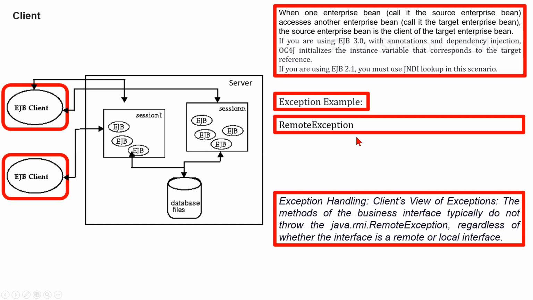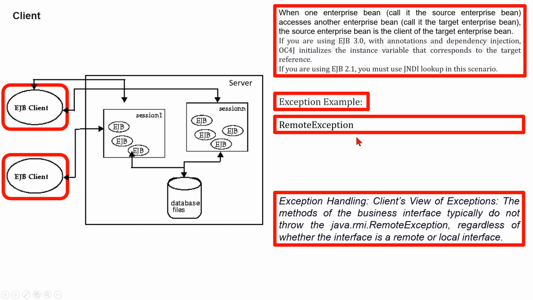The methods of the business interface typically do not throw the java.rmi.RemoteException, regardless of whether the interface is a remote or local interface. The remote home interface and the remote component interface are Java RMI interfaces, and therefore the throws clauses of all their methods, including those inherited from super interfaces, include the mandatory java.rmi.RemoteException. The throws clause may include an arbitrary number of application exceptions.